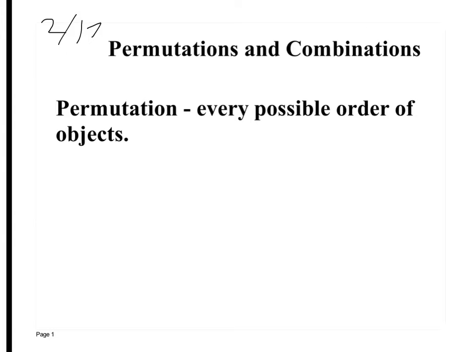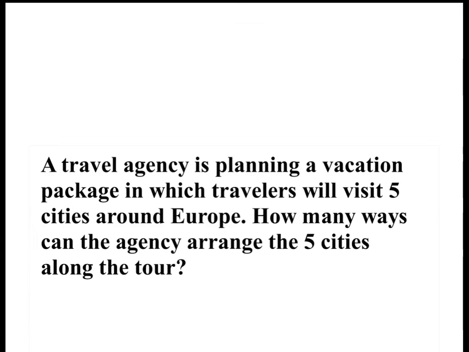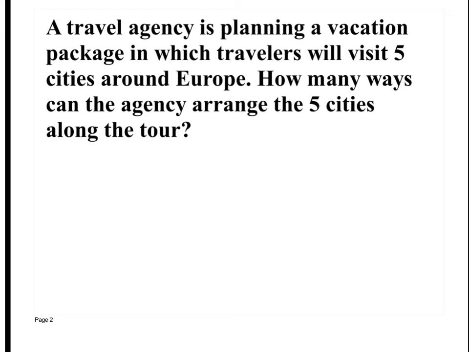Okay? Permutation, it's every possible order of objects. All right? You need to write this down. So it says a travel agency is planning a vacation package in which travelers will visit 5 cities around Europe. How many ways can the agency arrange the 5 cities along the tour?